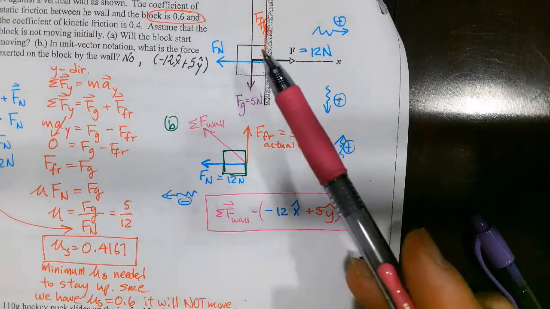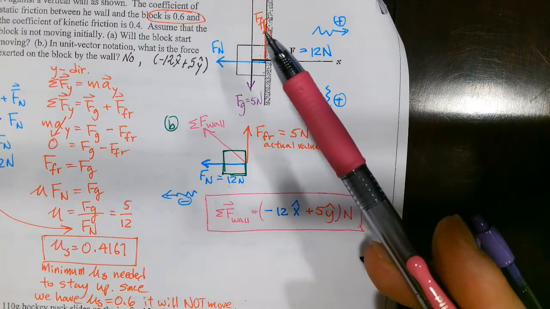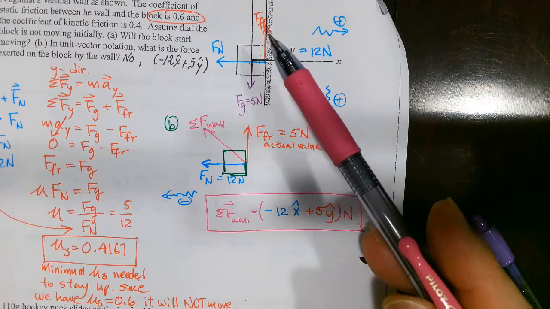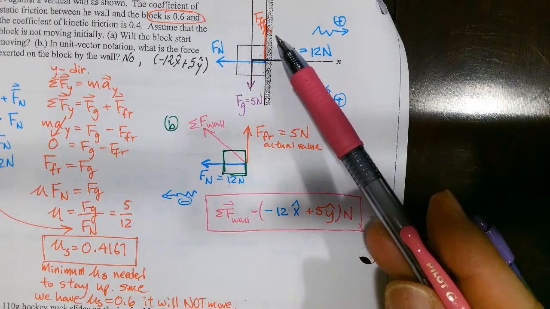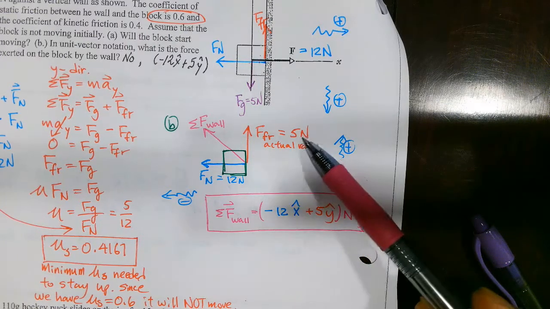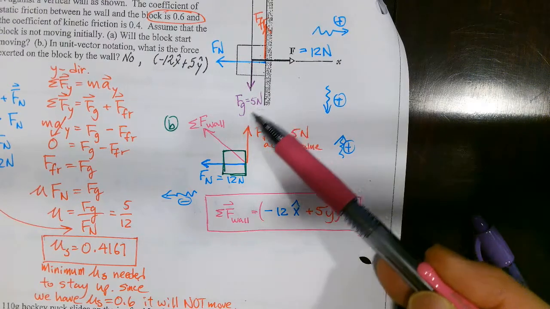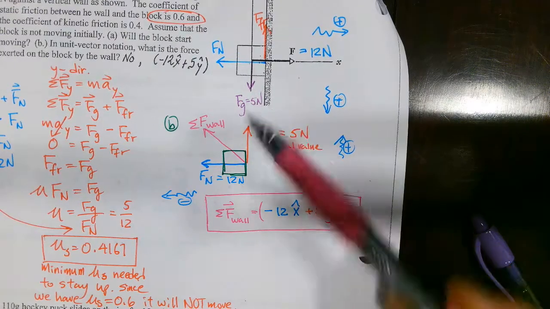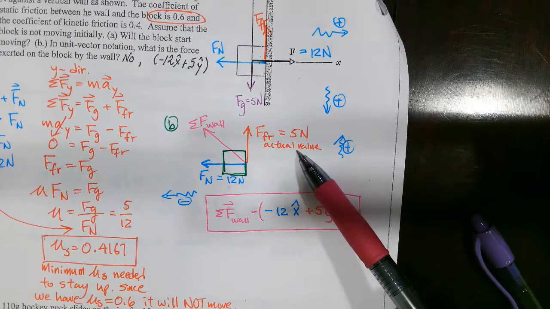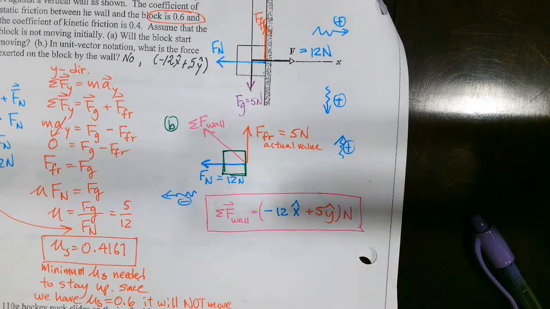So even though your frictional force can be calculated to have maximum friction of 7.2 newtons, it only requires 5 newtons to keep it up there because the weight is only 5 newtons. So my actual value for friction will be only 5 newtons. That's the important thing for that problem.